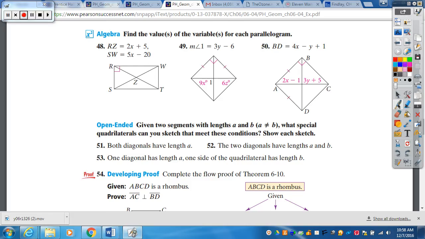So looking at number 48, the big thing with these types of problems, like I've been stressing the last couple of days, is to understand what type of shape you're working with. And so in number 48, I hope that we all recognize that that's going to end up being a rectangle if it's a parallelogram. And so I know that the diagonals are congruent in the rectangle.